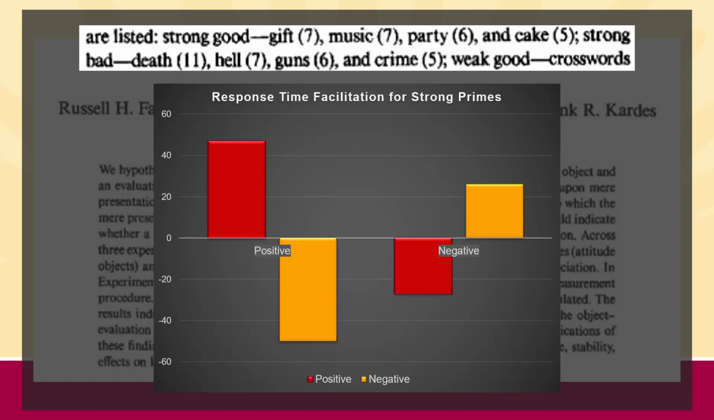Positive prime paired with a positive thing is going to lead to a roughly 45, maybe somewhere between 45 and 50 millisecond benefit, facilitation to the response. And a negative prime to a positive item is going to lead to roughly a 50 millisecond lag in response time. And the opposite is true for negative targets, rather, sorry. Positive primes are going to hinder the response time for negative targets, and negative primes are going to increase the response time for negative targets.